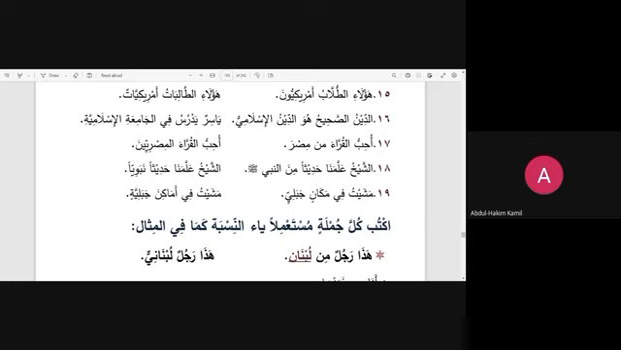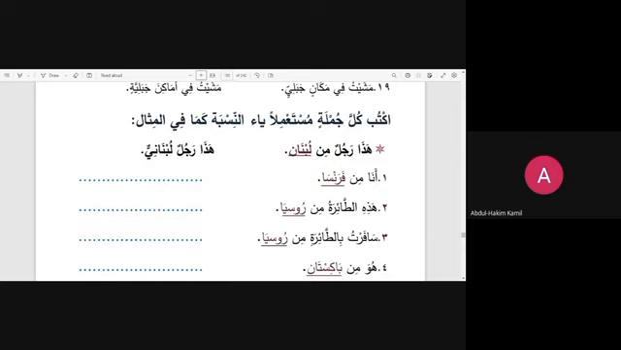Let's look at what we have ahead. Move the screen up. You have to put these blanks in here. You have to change it. هذا رجل من لبنان. هذا رجل لبناني. أنا من فرنسا. A man would say فرنسي, and a woman would say أنا فرنسية. هذه الطائرة من روسيا. هذه الطائرة روسية. Then look at the next one. سافرت بالطائرة من روسيا. It's going to be سافرت بالطائرة الروسية. Brothers and sisters online, are you with us?